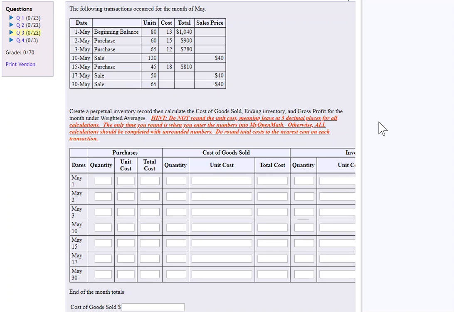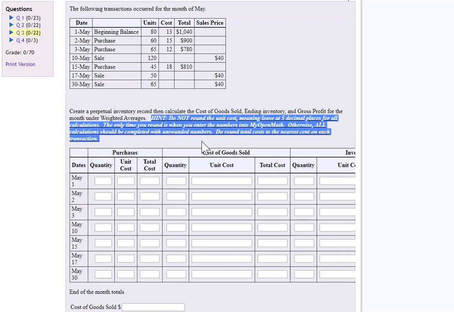Let's look at a weighted average inventory problem here. Also, what's really important with this problem is to pay attention to this hint. Do not round the unit cost, meaning leave it at 5 decimal places for all calculations. The only time you round is when you enter your numbers in MyOpenMath.